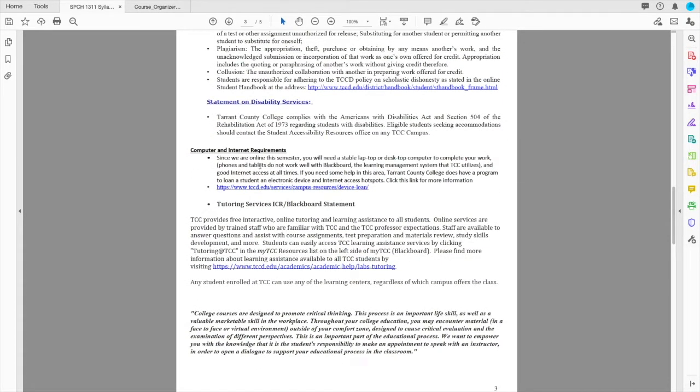Right here, I want to go ahead and go over the computer and internet requirements. If you encounter any problems during the semester, or even now that you're needing a computer, a loan device, this is the website that you can click on, and it will take you to the information on how to go about getting a loan device from TCC.